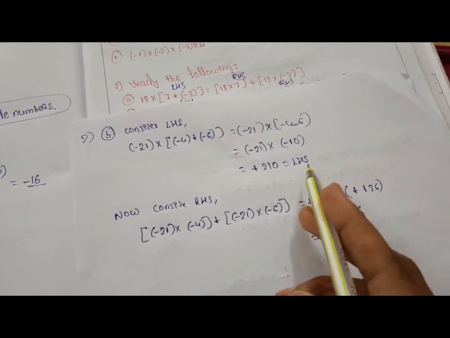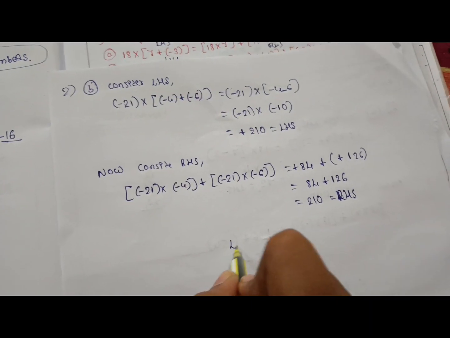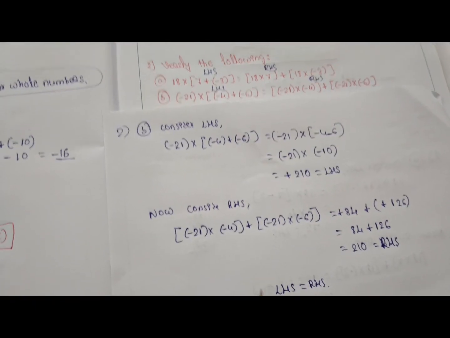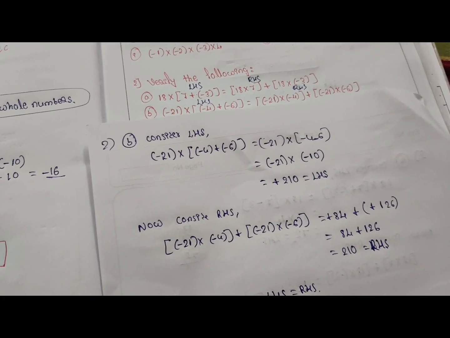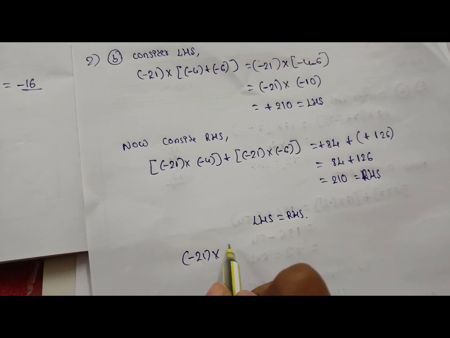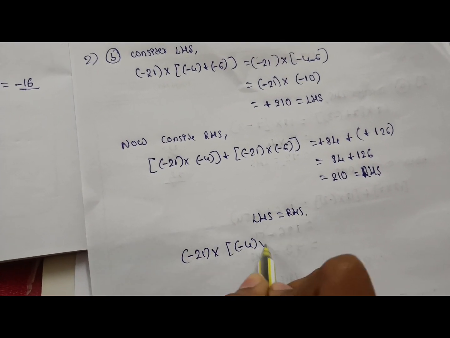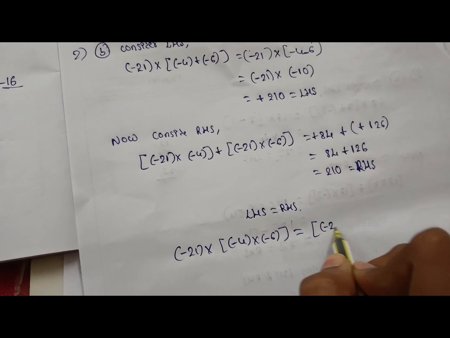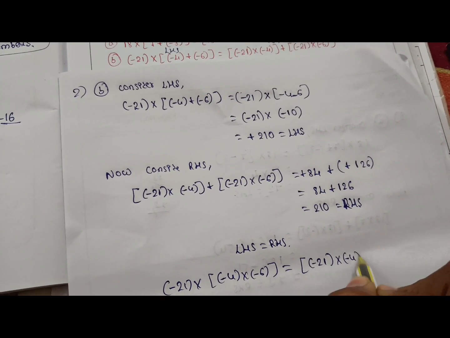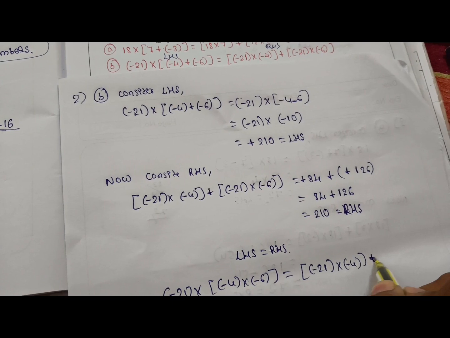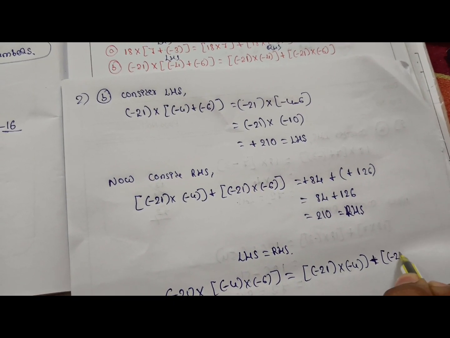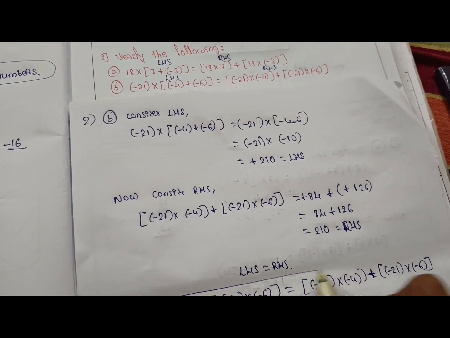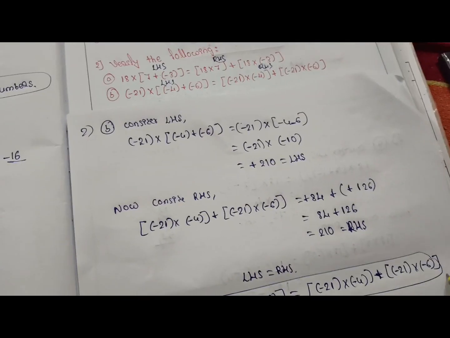Therefore, by comparing LHS and RHS, you can say that LHS is equal to RHS. Therefore, (-21) × [(-4) + (-6)] is equal to [(-21) × (-4)] + [(-21) × (-6)]. Verified the answer.